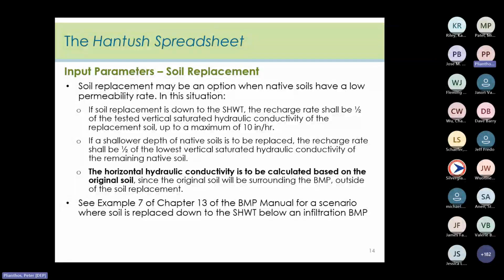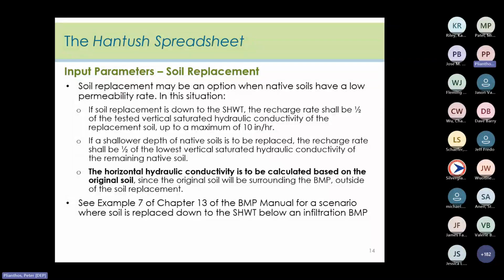The low permeability soil will still be present in the surrounding area, and the resulting horizontal hydraulic conductivity will still limit the ability of the runoff to be dissipated into the saturated zone and may result in high groundwater mounding in the unsaturated zone. Therefore, the use of soil replacement and basin designs must still be carefully evaluated with a groundwater mounding analysis. Example 7 in Chapter 13 of the BMP Manual describes a groundwater mounding analysis scenario where soil is replaced down to the seasonal high water table below an infiltration BMP.